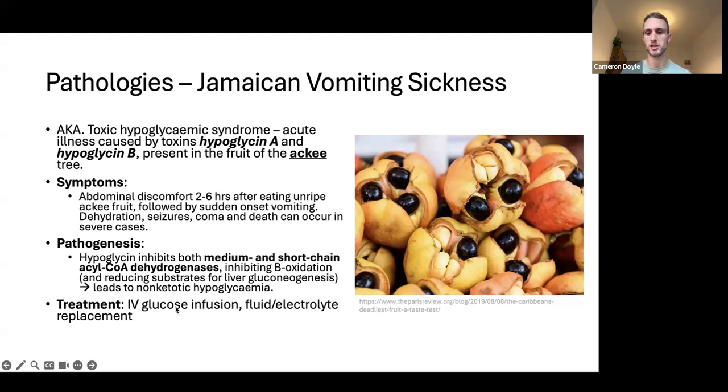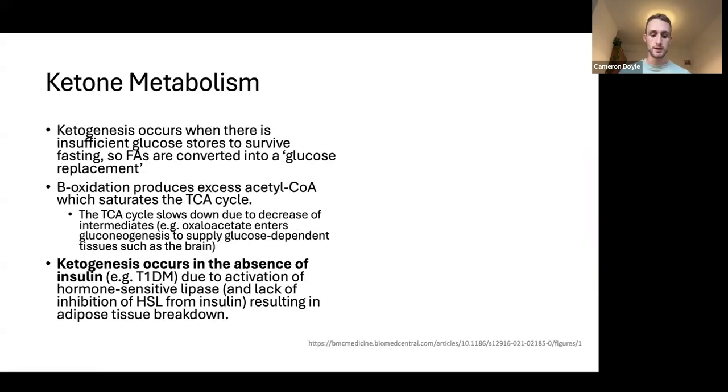Treatment for this: you need to replace the glucose. You give a glucose infusion, you give fluid and electrolyte replacement, and you wait until the person clears it from their system and gets better. Okay, ketone metabolism.